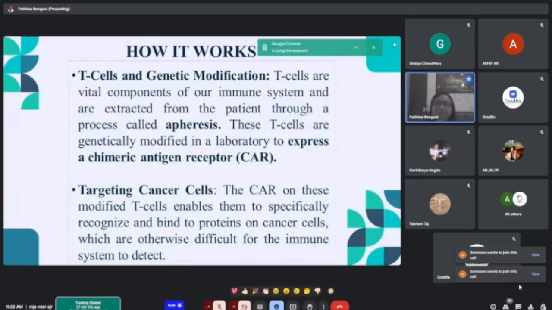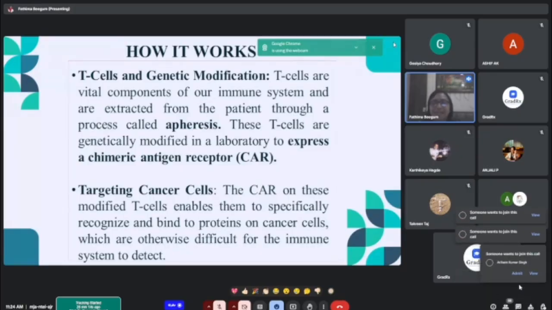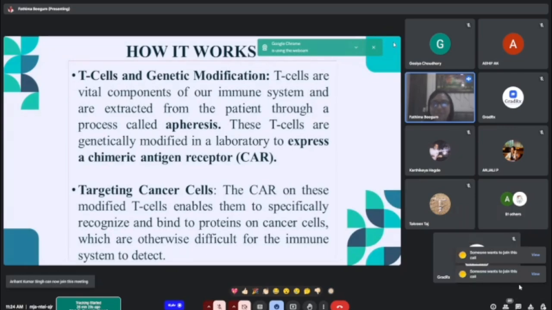Have you heard of Cas9, CRISPR, CRISPR-Cas9? That method can be used. That is a genetic editing tool which can be used to express this particular receptor on the surface of the cells. So now the first step is leukapheresis. The patient's blood, the T cells are collected. Now the receptor is expressed on the surface of the T cell.